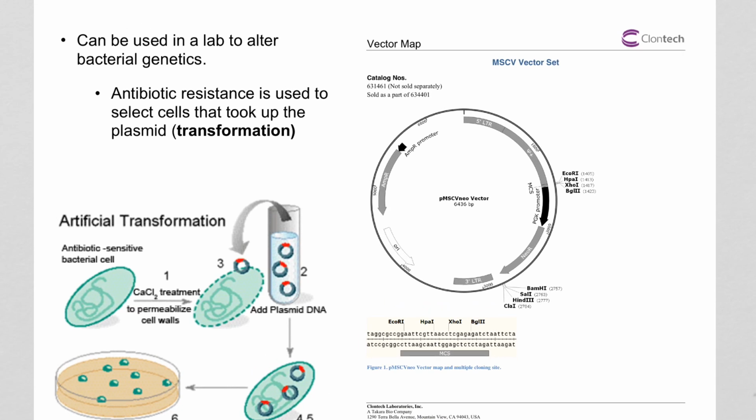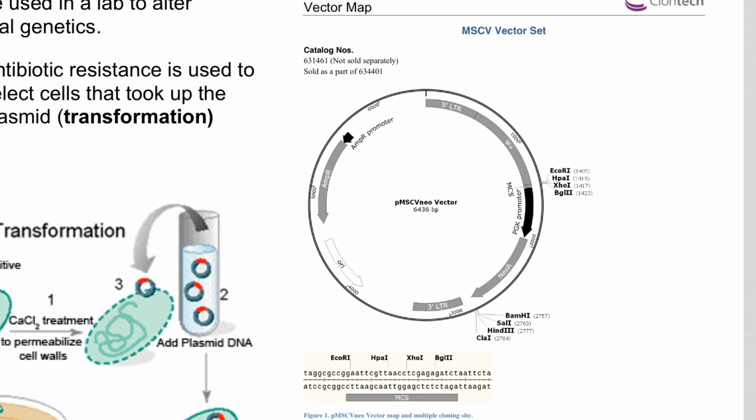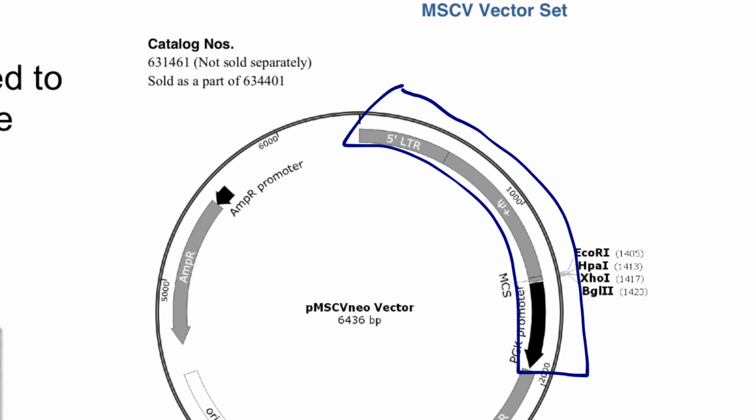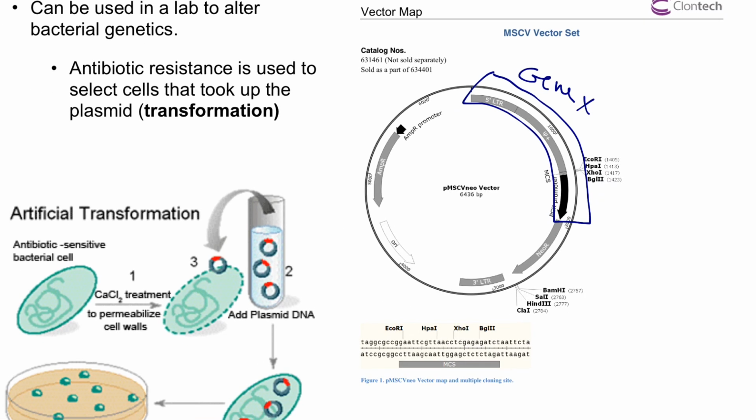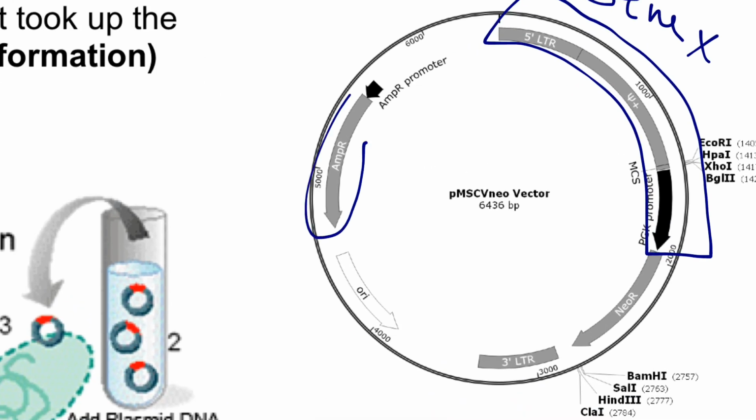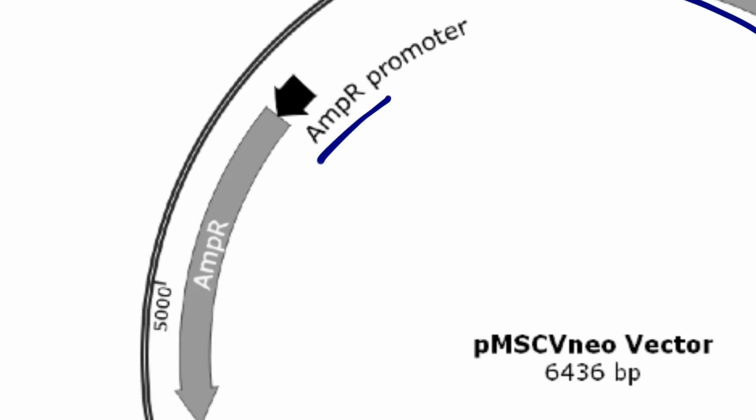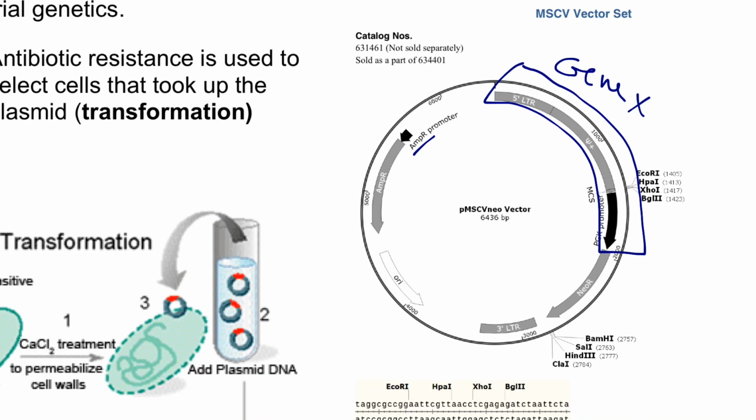Lots of different possibilities. If you put that gene inside the plasmid, I'll just call it gene X, whatever you're interested in, and then you also put an antibiotic resistance gene. This AMP-R stands for ampicillin resistance. Ampicillin is a common antibiotic used in lab settings.